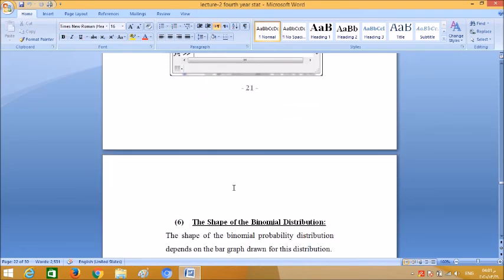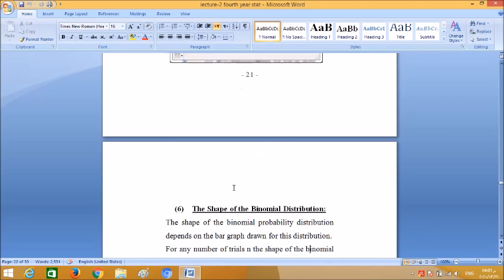The shape of the binomial distribution, we will stop here and I will explain the shape of the binomial distribution according to its parameters, I mean the number of trials and the probability of success.